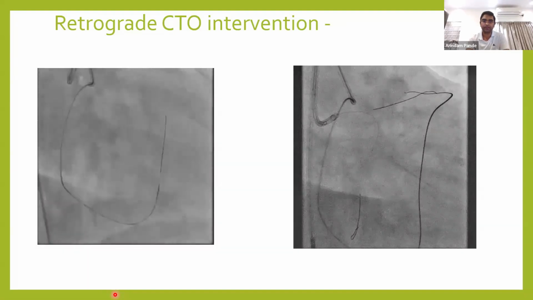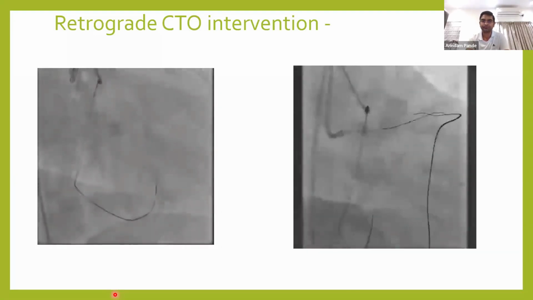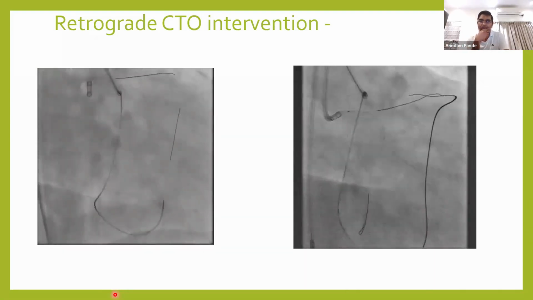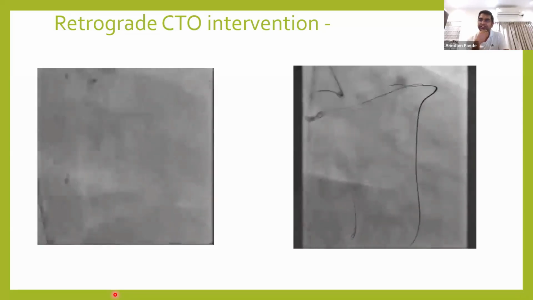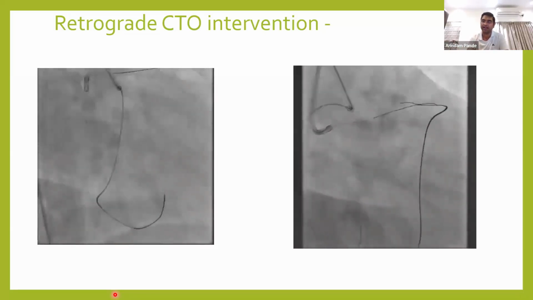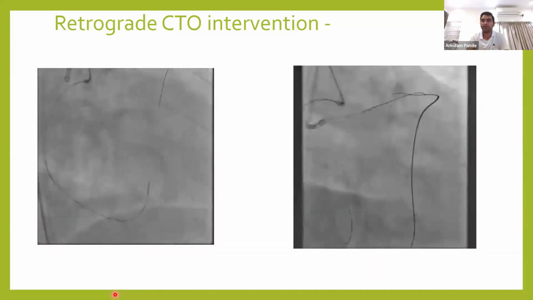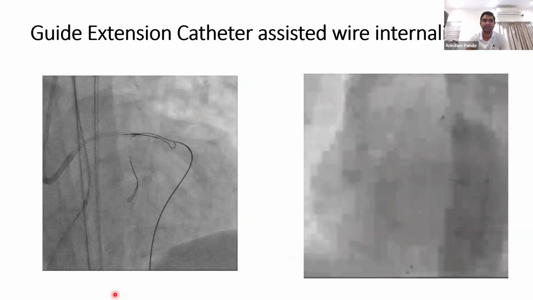This is a Corsair flow microcatheter and a Sion wire, Sion Black. And the antegrade wire went into the false lumen. This retrograde wire, initially we took, then we changed it to a Gaia wire. This is a Gaia 2 wire, but they were meeting, but none of the wires was crossing. So we thought, let us go ahead with the reverse CART technique, which I already mentioned in the initial part of my presentation.